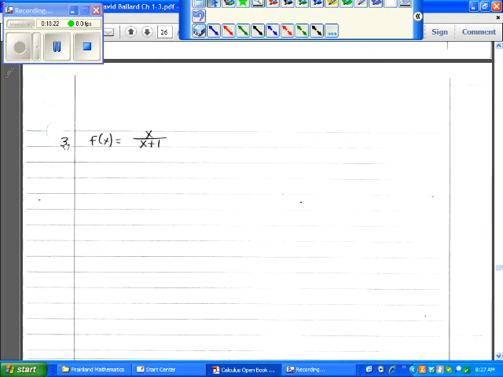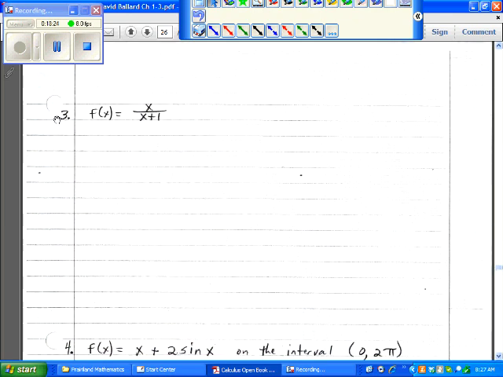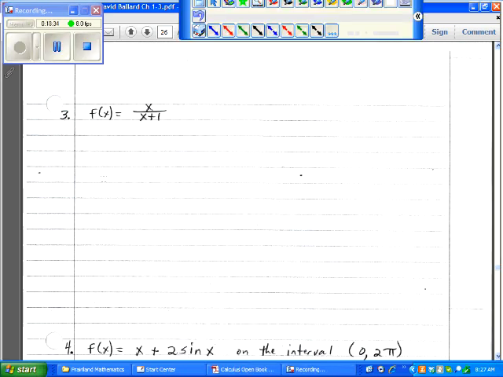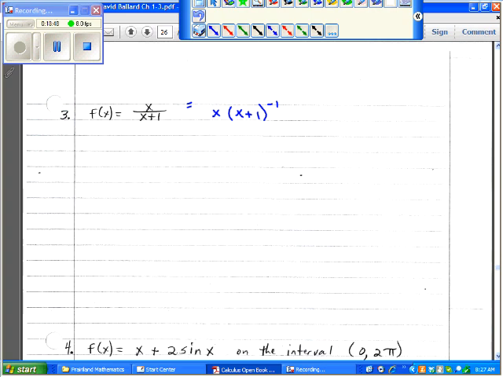All right, number 3. So we want to do the same thing. So we can do this as a quotient. You want to do the quotient rule or the product rule? Product's usually easier, if we have the opportunity. So we're going to change this to x times x plus 1 to the negative 1. Most people choose, when possible, to use the product rule.